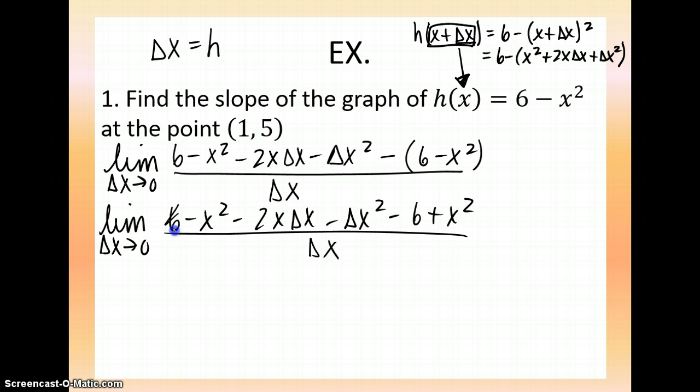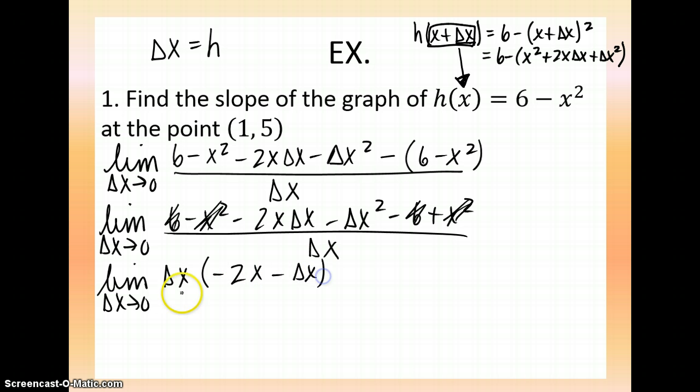All right, now look what cancels. 6 minus 6, negative x squared, positive x squared. And now look at what's in the top. We have a delta x that's common, so I'm going to factor that out of the two remaining terms. Now, these delta x's cancel each other out, and we no longer have a direct substitution of 0 over 0. So now when I substitute in the 0 for delta x, I get negative 2x.